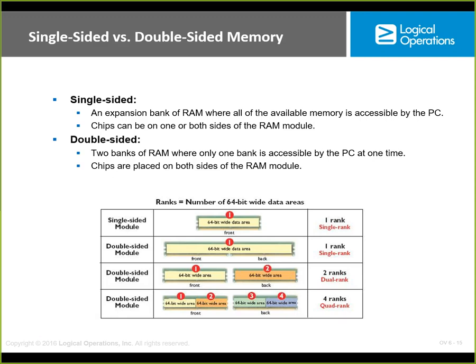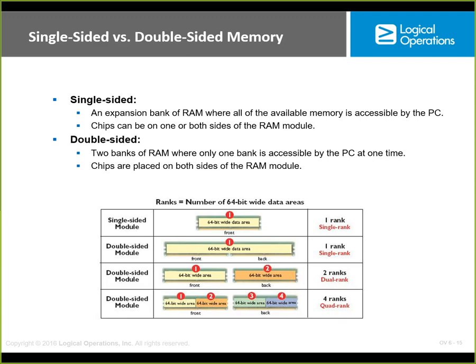And down here in this little chart, we have ranks, the number of 64-bit wide data areas. So a single-sided module has a 64-bit wide area, a single rank. Double-sided, 64-bit data area, single rank. Double-sided, but we have one rank on each side of the module. Double-sided module, I guess I messed that one up.